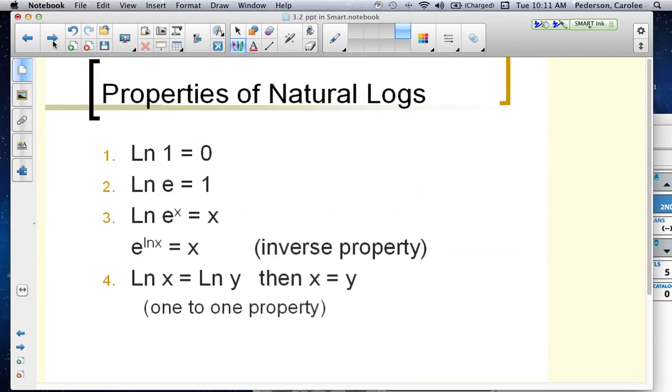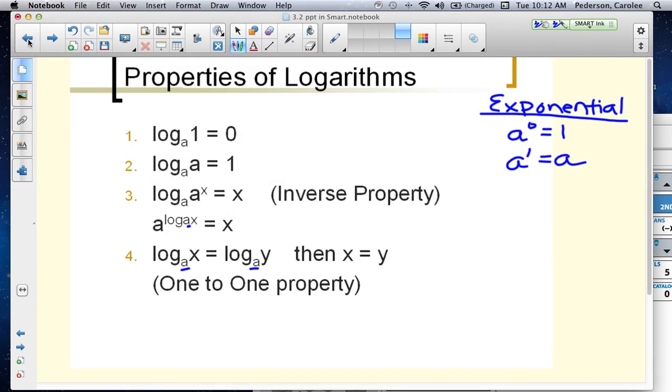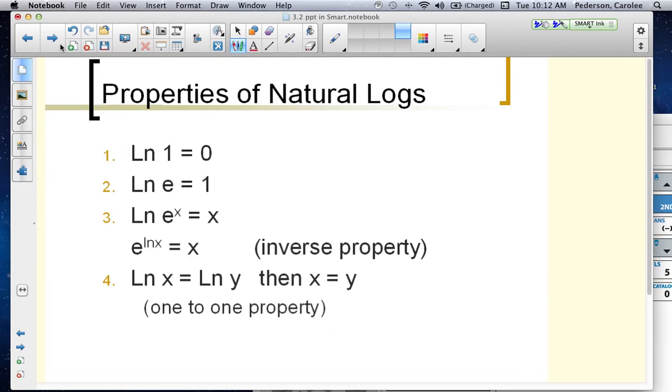Okay, properties again occur with the natural logs. They're essentially the same 4 properties that you had on this slide. So these 4 properties are the same 4 properties for natural log. So if you want to, maybe just off to the side, write them down. Property 1 of the natural log: the natural log of 1 equals 0. And I'll just explain why in exponential form.